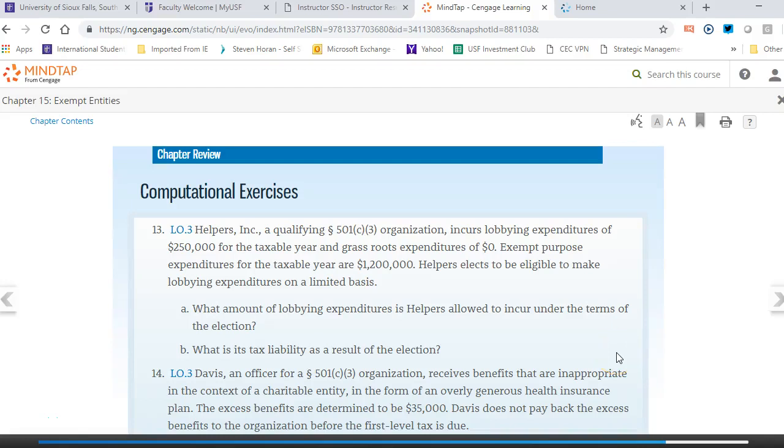Let's take a look at the Chapter 15 homework problems. We'll start out with the computational exercises for the chapter. So I just have our book open on the computational exercises. Happens to be in your actual paper book. It's on page 25. And then I've got the ebook open obviously right here.